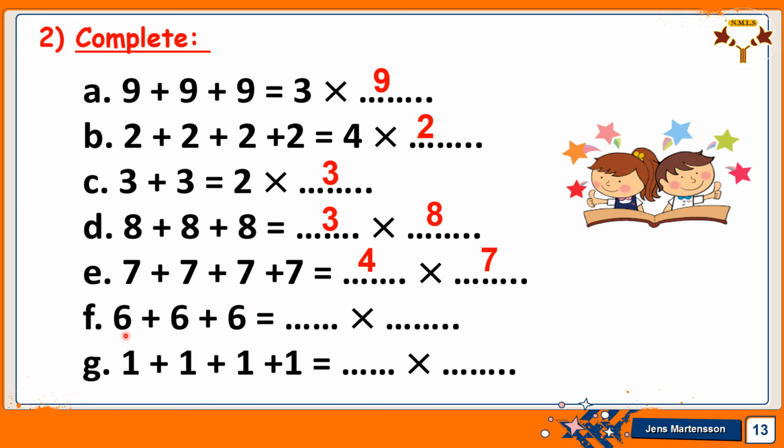Number F, we have 6 plus 6 plus 6. How many groups here? 1, 2, 3. We have 3 groups of 6. Yes. And here we have 1 plus 1 plus 1 plus 1. How many groups here? 1, 2, 3, 4. So we have 4 groups of 1.